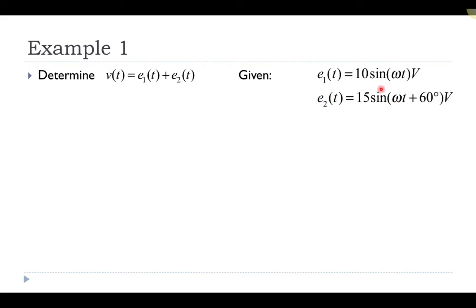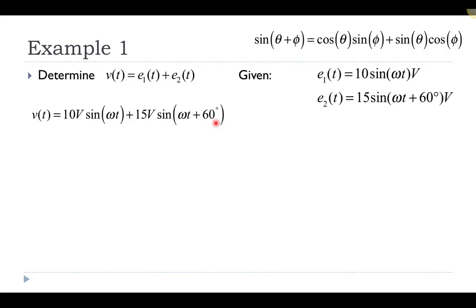So we start off and we have these two sources, and we're going to add them together. So I want to add these two sinusoidal varying functions together, and I want to represent this as a single sine function. So how do I add these two together? Well, the first thing is that I can't just add 10 and 15 because they're not the same sine function. So I need to take the sine of omega t plus 60 degrees, and I need to use one of the trig identities to separate out these two angles here. So I know that sine of theta plus phi is cosine of theta sine of phi, sine of theta cosine of phi.